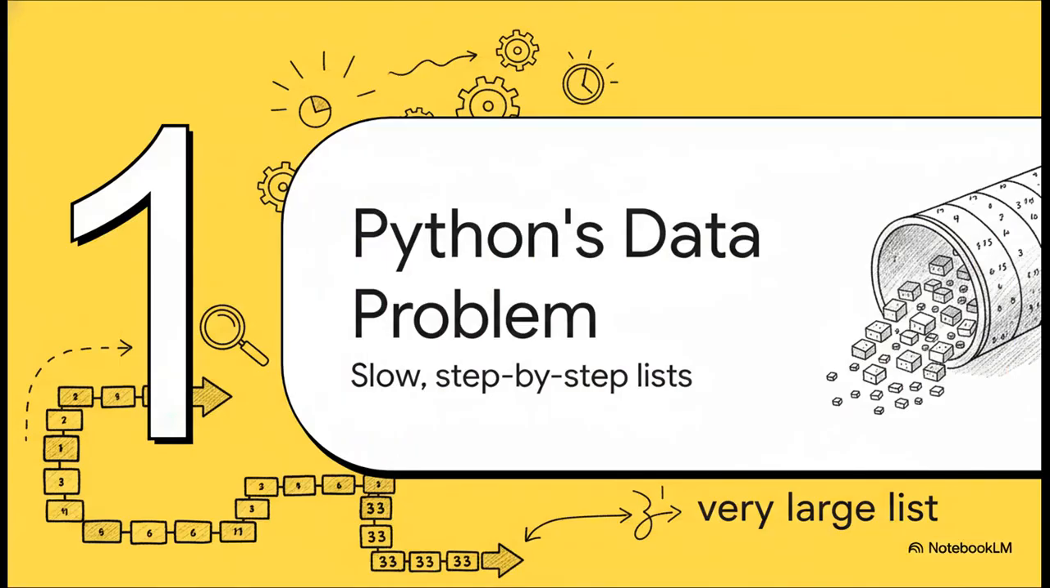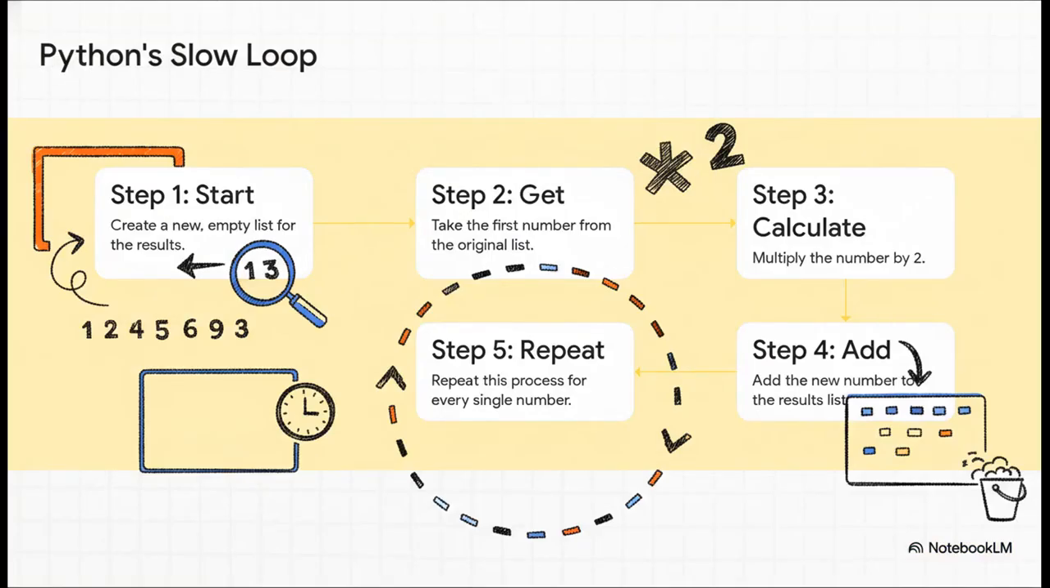Okay, so to really get a feel for this problem, let's walk through a super simple example. Imagine you have a giant list of numbers, and all you want to do is double every single one of them. Now, if you're using a standard Python list, you have to spell out every single step for the computer. Step 1, create a new empty list. Step 2, grab the very first number from my original list. Step 3, multiply that by 2. Step 4, stick the result in my new list. And then you do it all over again for the next number, and the next. If you've got a million numbers, that's literally a million separate little operations. You can see how that gets really inefficient really fast.